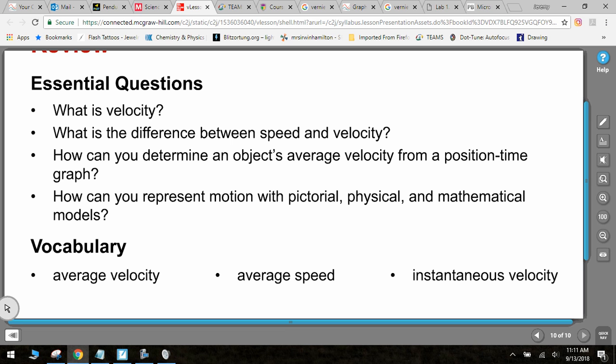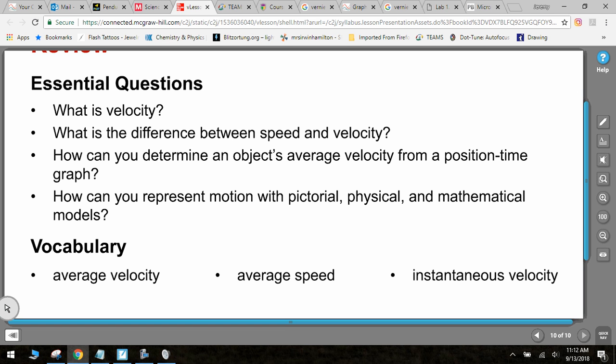Okay? What's the difference between speed and velocity? That's right. Speed will just tell you how fast something is. Velocity tells you how fast it is and in what direction it's going. So another way of saying that is that speed is a scalar and velocity is a vector. Wonderful. Yes, velocity has how fast you're going and what direction you're going.